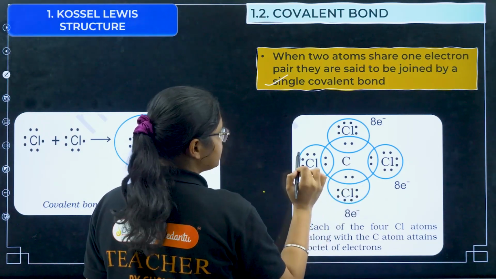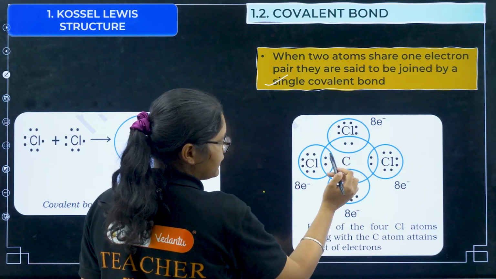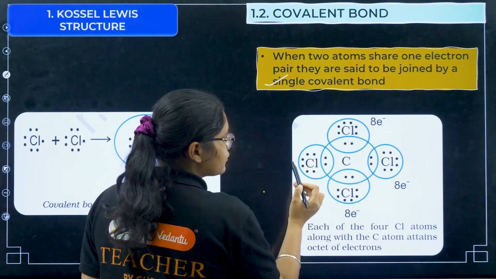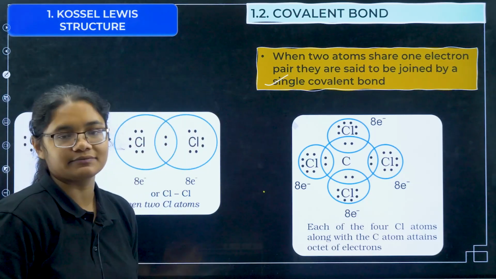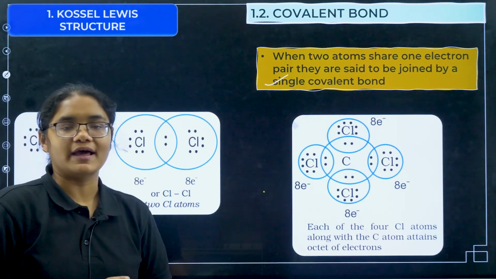Carbon has 4 valence electrons and it shares 1 electron with each of the chlorine atoms. So now chlorine also gets 8 electrons, carbon also gets 8 electrons, their octet is satisfied. So these are your types of covalent bond.